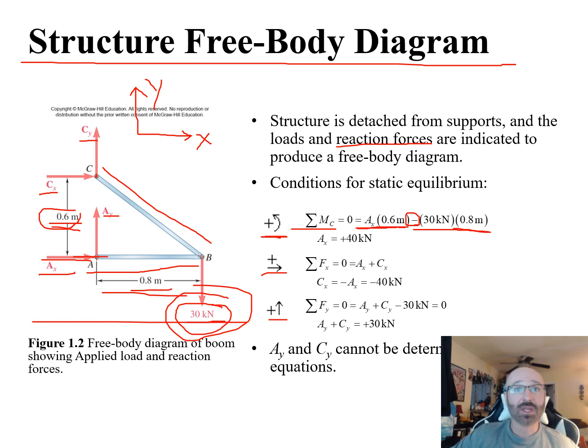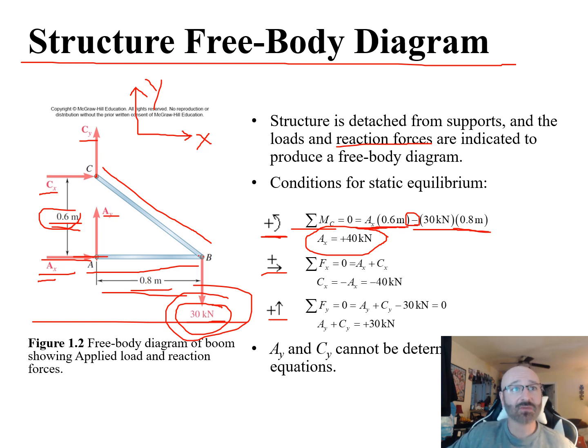I can take a look at this, and I can say, okay, well, my only unknown here is my AX, so from this right here, I can directly solve from summation of moments about C for my value for my AX. So the next thing I'm going to move on to is summation of forces in the X direction. So I take a look and say, what forces are acting in the X direction?